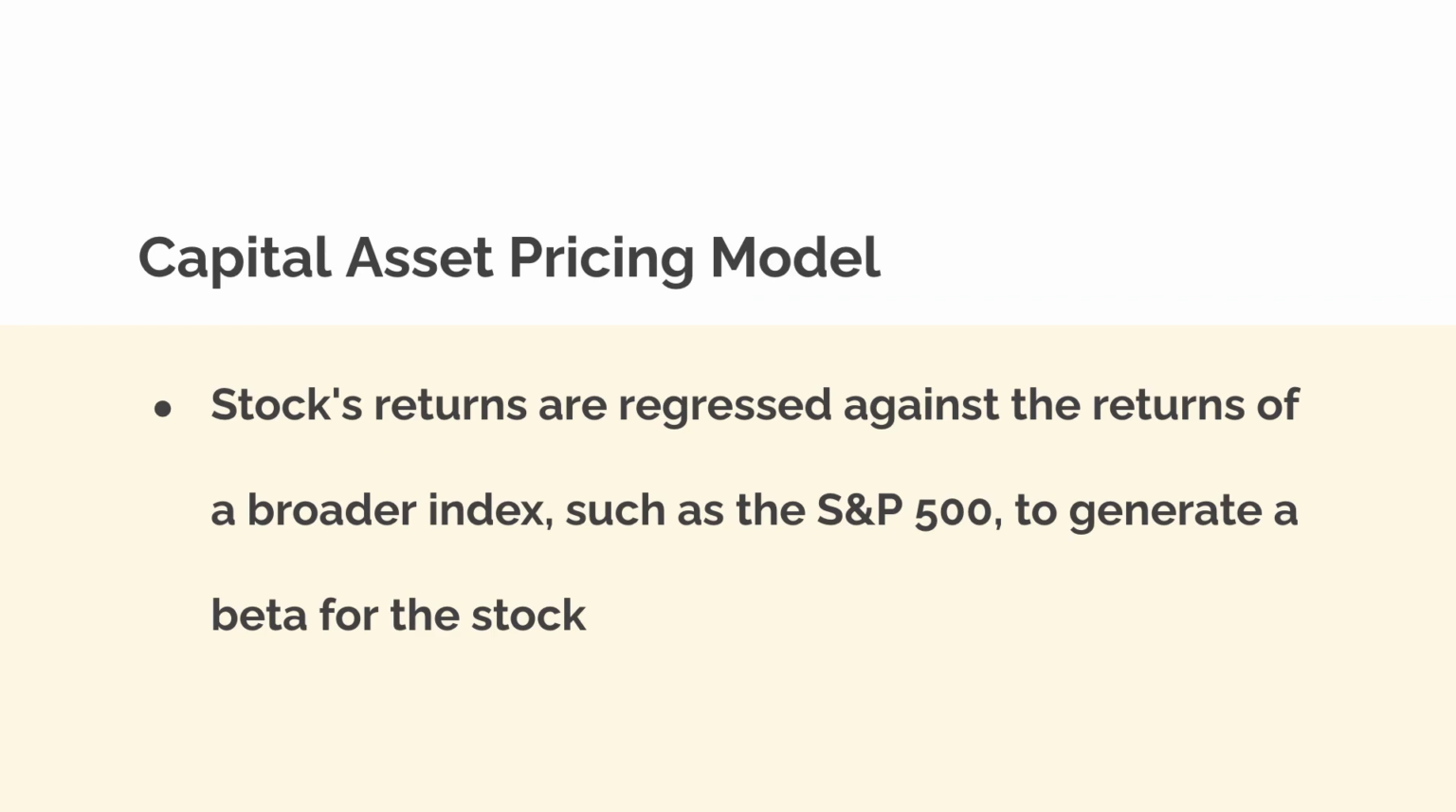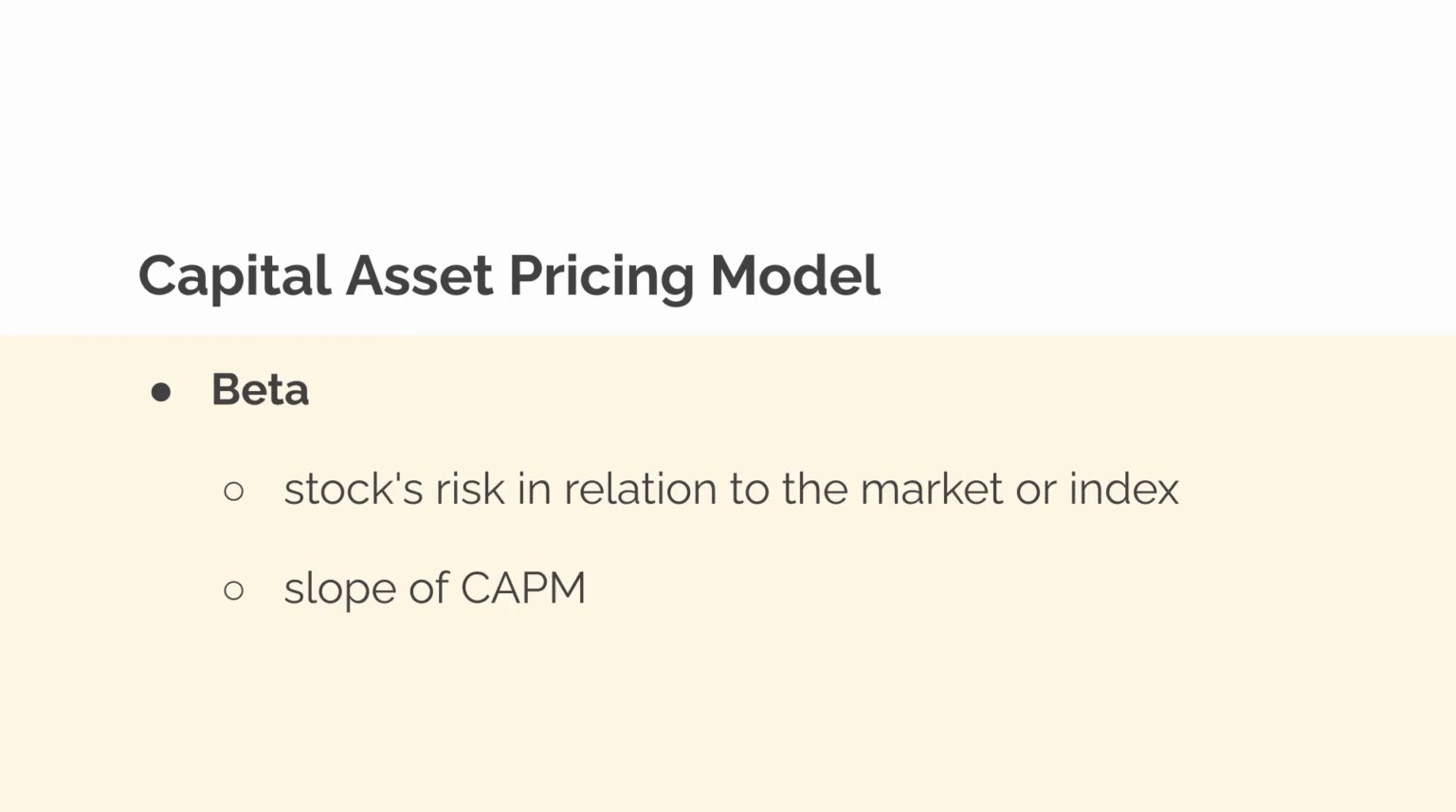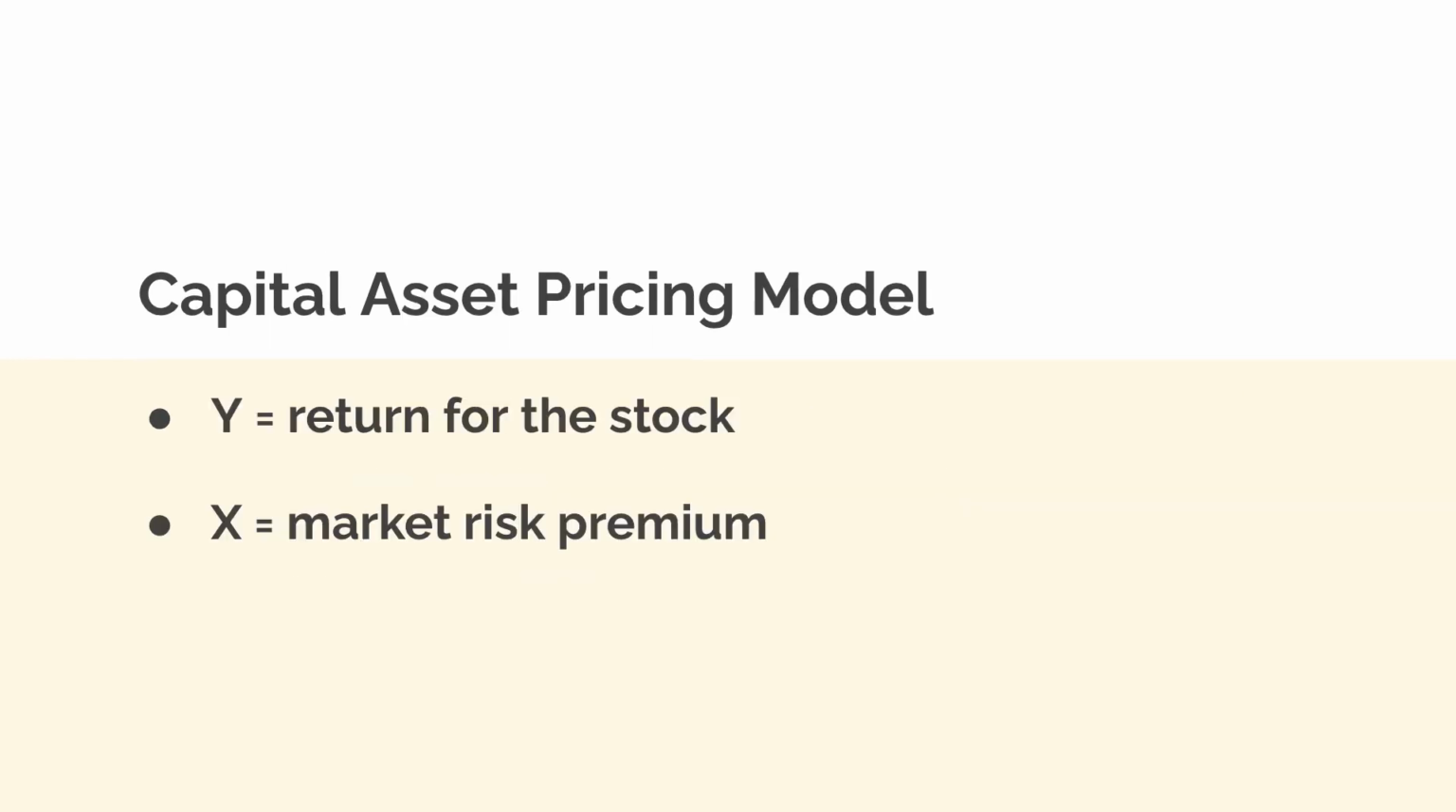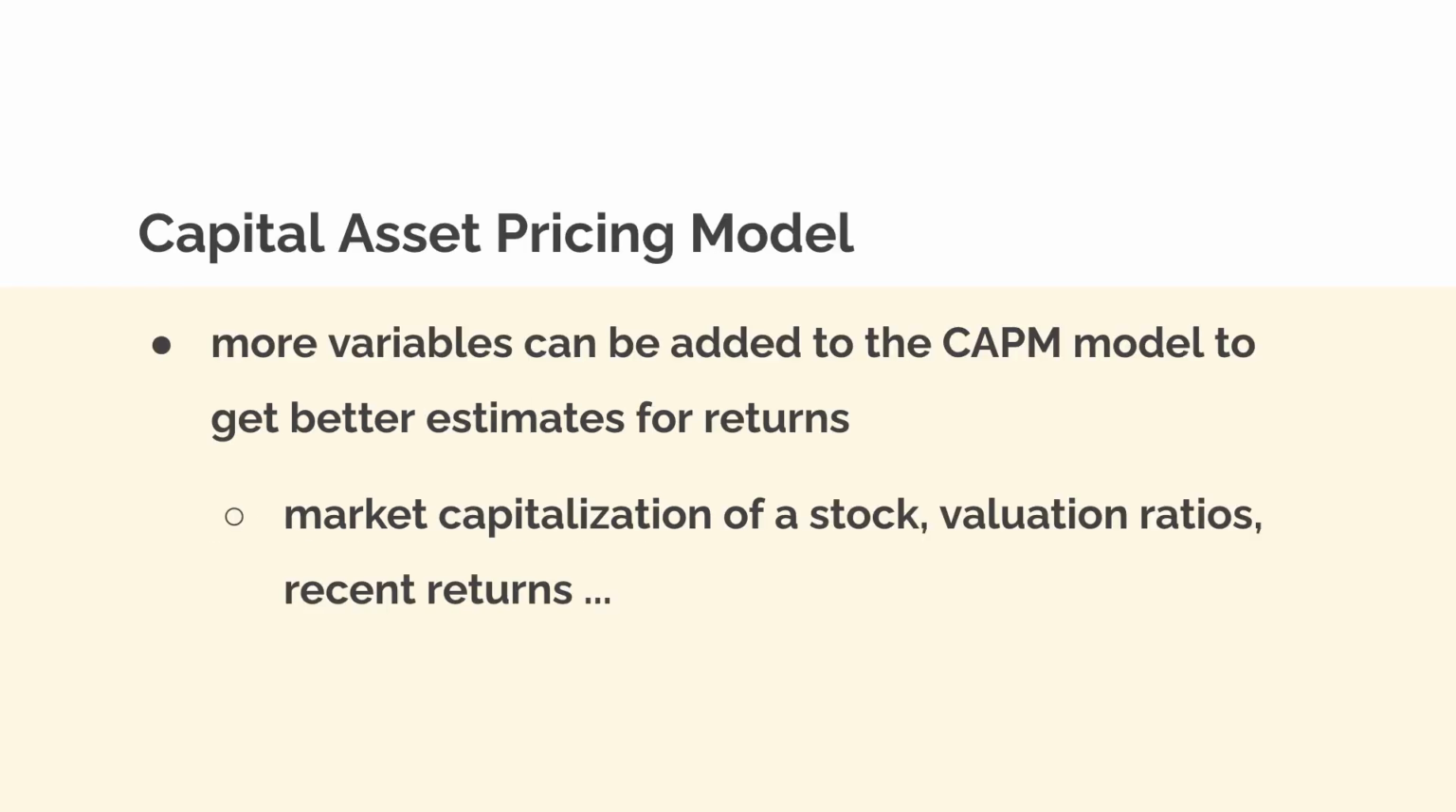With this capital asset pricing model, a stock's returns are regressed against the returns of a broader index, such as the S&P 500 index, to generate a beta for the stock. The beta is the stock's risk in relation to the market or index, and it's also the slope of the regression line. With the capital asset pricing model, the Y, or what you're trying to determine, is the return of the stock, and the X, which is what you use to make your result, is the market risk premium. You can add more variables to the capital asset pricing model in order to get better estimates for your return. For example, you could add market capitalization, valuation ratios, recent returns, and any other factors you want to include to help you calculate the return.